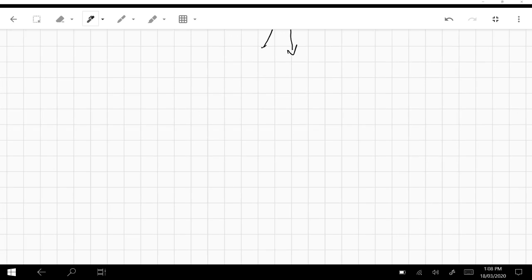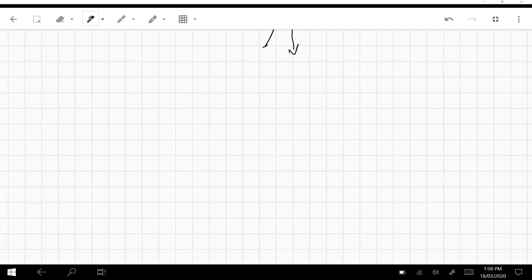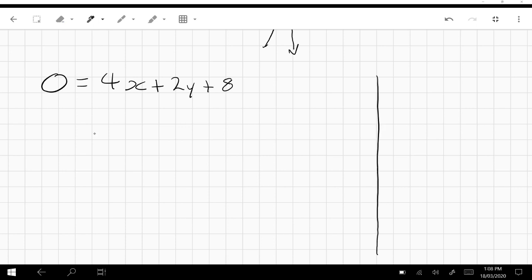Okay, so if I have the equation 0 equals 4x plus 2y plus 8. Oh, no, it doesn't equal 8. Sorry, plus 8. So with this equation, what I'm going to do is find the x-intercept and the y-intercept. So where the line crosses the x-axis and where the line crosses the y-axis.